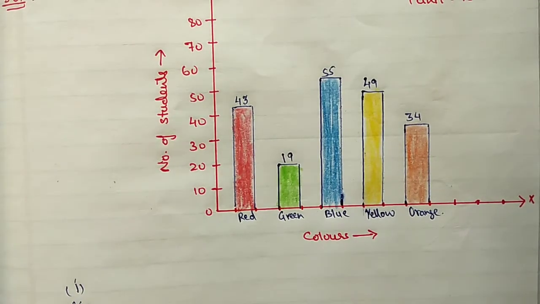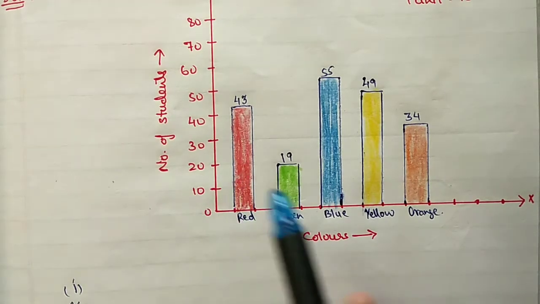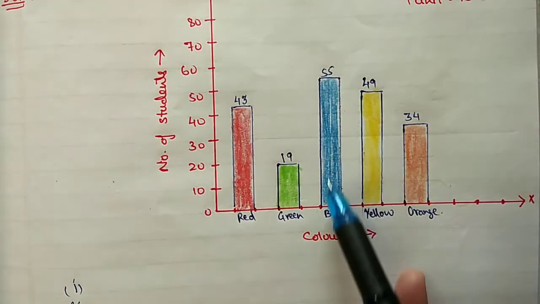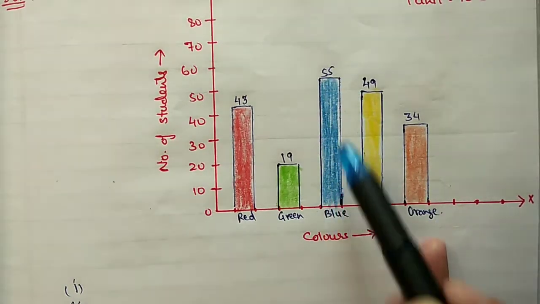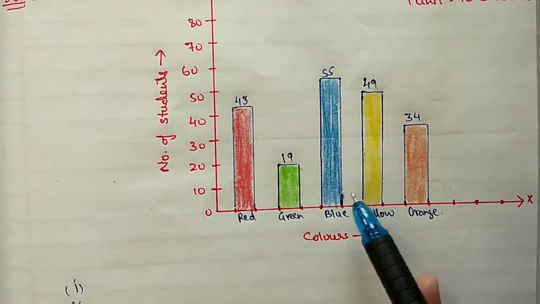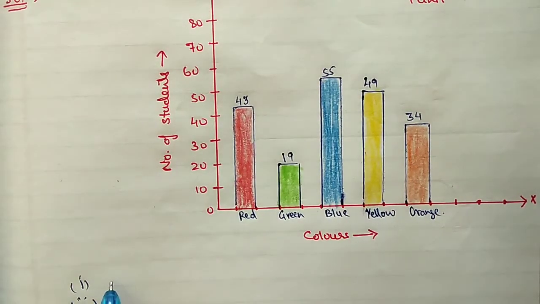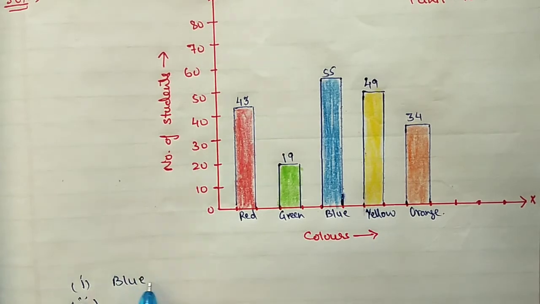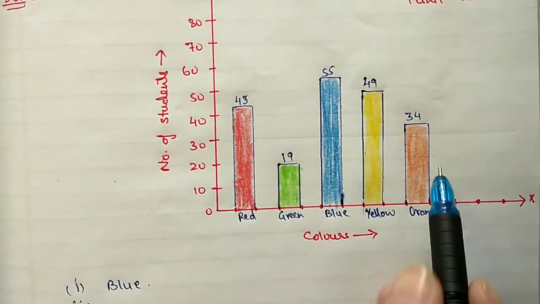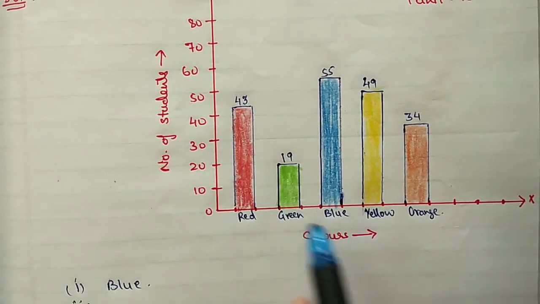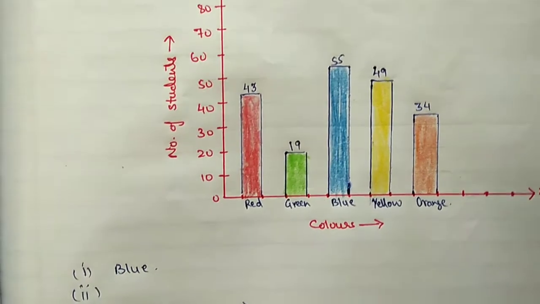First question is, which is the most preferred color? So from the graph you can see this bar is the maximum height. This bar is having maximum height. It means blue color is the most preferred color. Next, which is the least preferred color? So from this bar you can see this green color is the least preferred color.